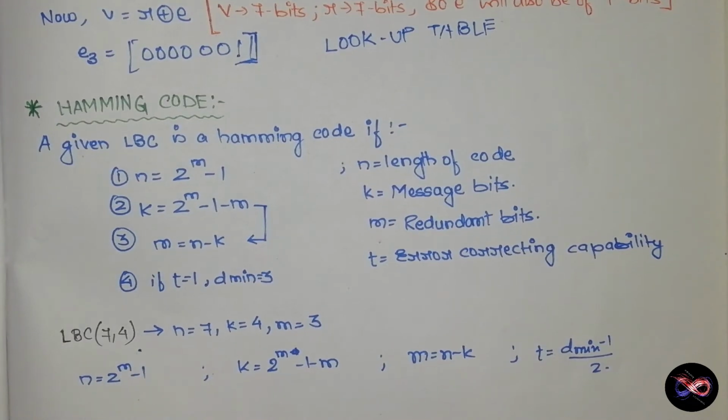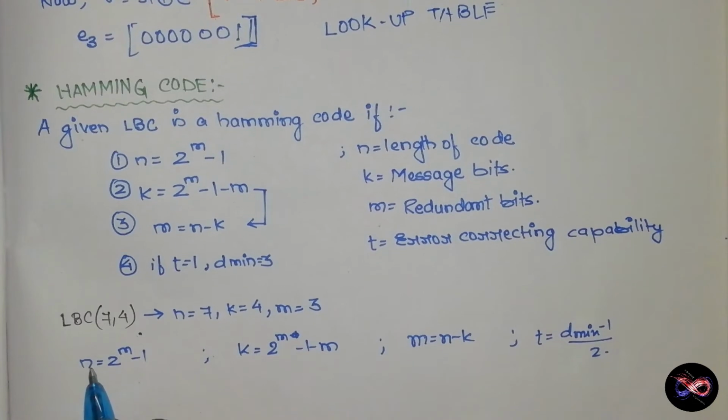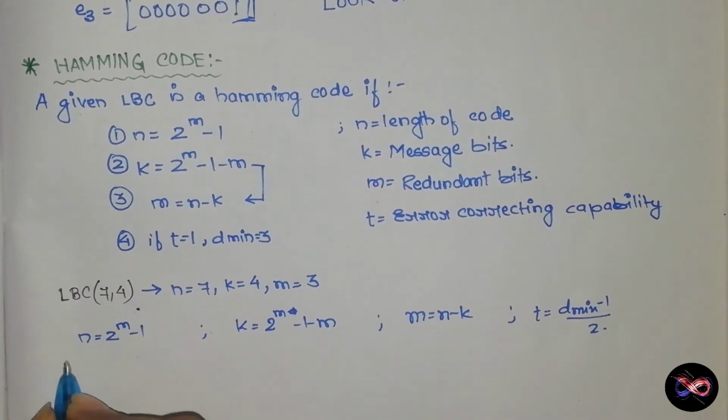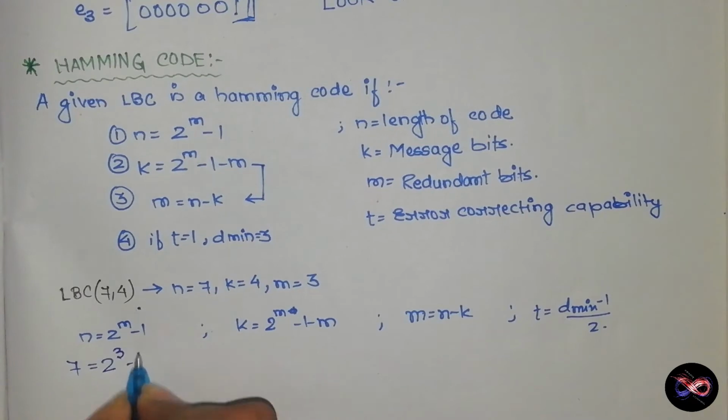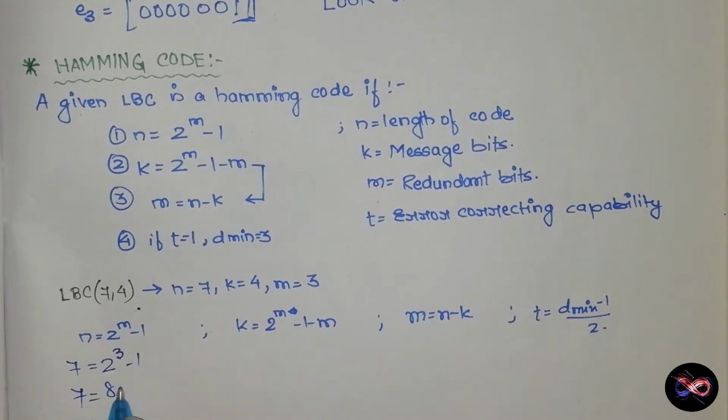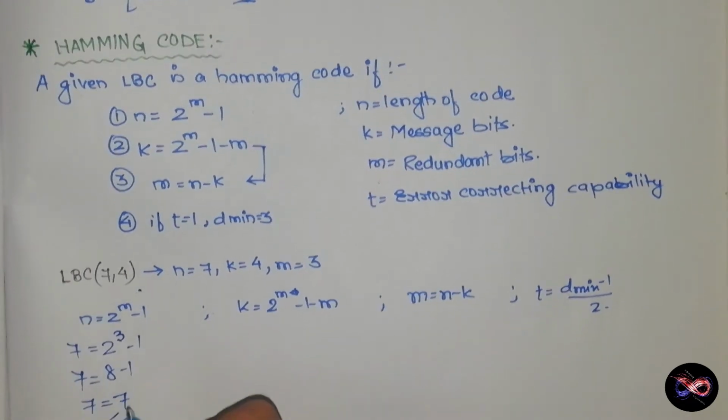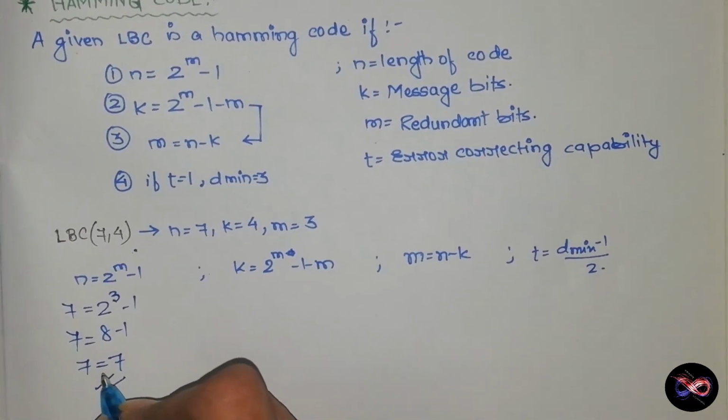So the first condition is n is equal to 2 to the power m minus 1. So we know n is equal to 7 and m is equal to 3. So 7 is equal to 8 minus 1. So 7 is equal to 7. So the first condition is satisfied.